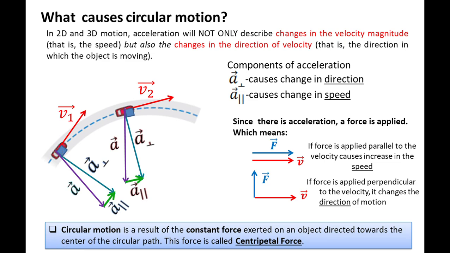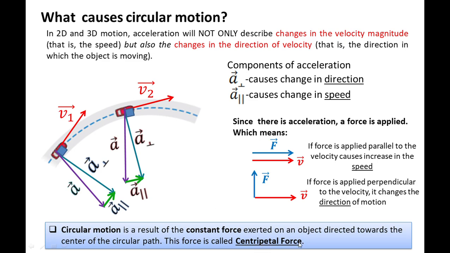However, if there is a force that is perpendicular to this velocity, say the force is applied towards that direction, at a 90 degree angle with respect to the velocity, that is the perpendicular force. That force can cause a perpendicular acceleration, which is the acceleration that changes the direction of motion. This is the force that is causing the circular motion, and that force is called the centripetal force.